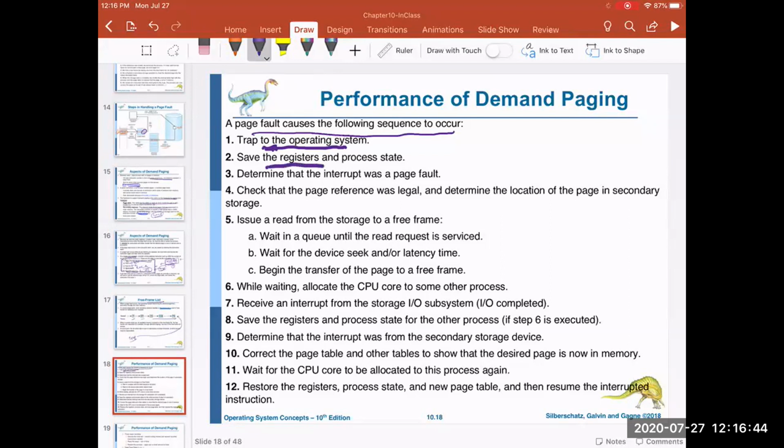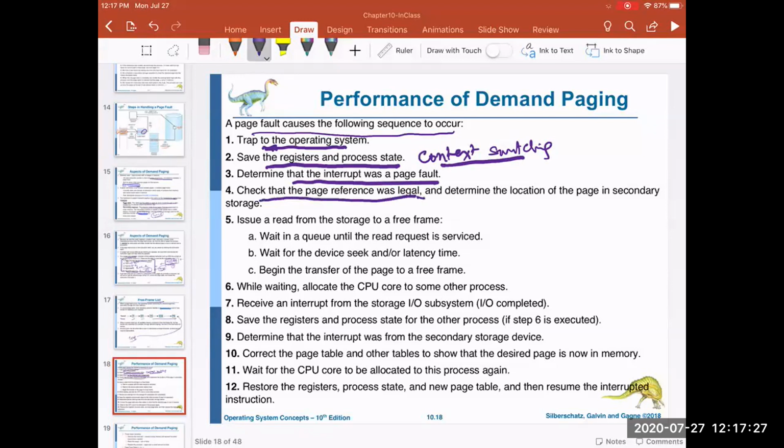So save the registers and the process. So we know the context switching is being performed. Once the context switching is done, determine the interrupt was a page fault. So from the routine, we look into the interrupt vector table, and from there we find, okay, this is our interrupt regarding the page fault. And if it is for page fault, then the subroutine would run. What it will do, it will check whether the page reference was legal.